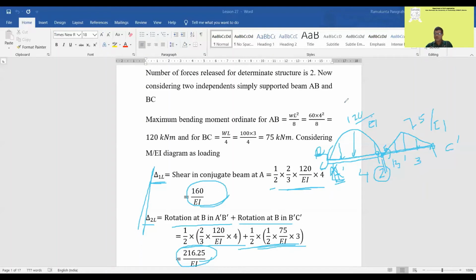In the released structure, you have it like this now. The moment has been released, so it will continue like this. If there is a support, we find the reaction here, and that will be the value of your shear force. It is nothing but the reactions at the joints, and that will give the value of the rotations at this point.